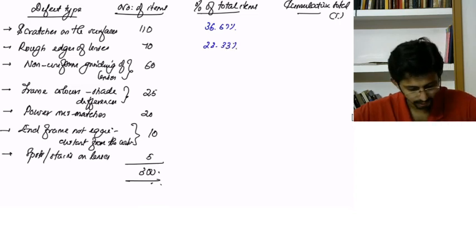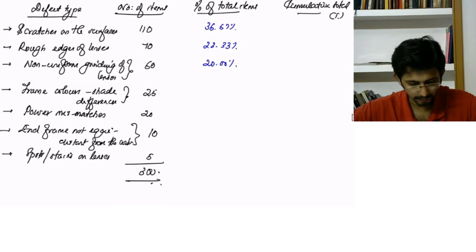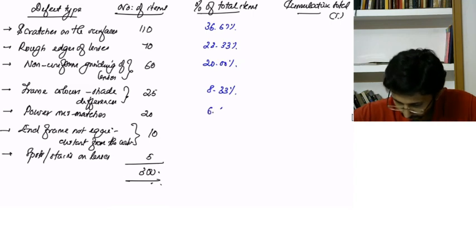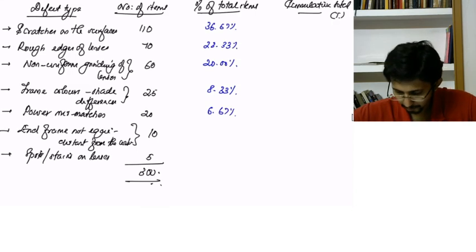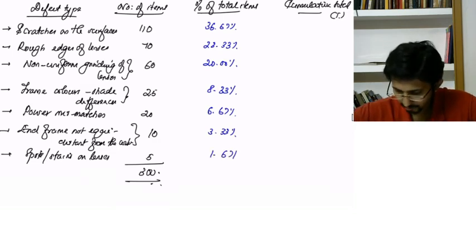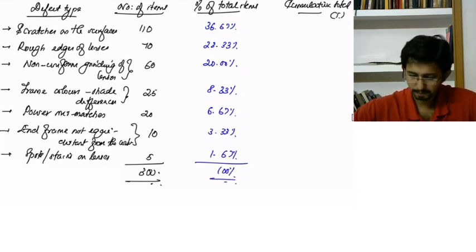Then 70 on 300 will be 23.33 percentage. Then you have 60 on 300, this is 20 percentage. Then you have 25 on 300, this is 8.33 percentage. Then 20 on 300, it is 6.67 percentage. Then 10 on 300 will be 3.33 percentage. Then 5 on 300 will be 1.67 percentage. Total should be 100 percentage.